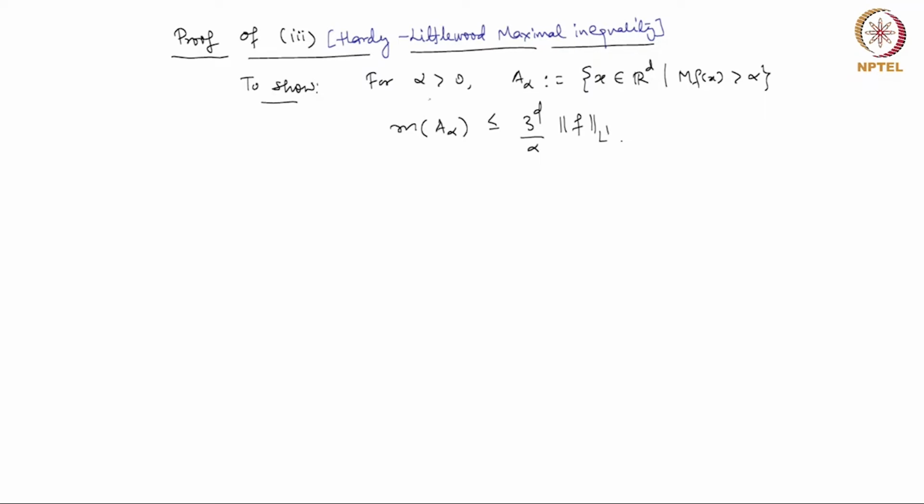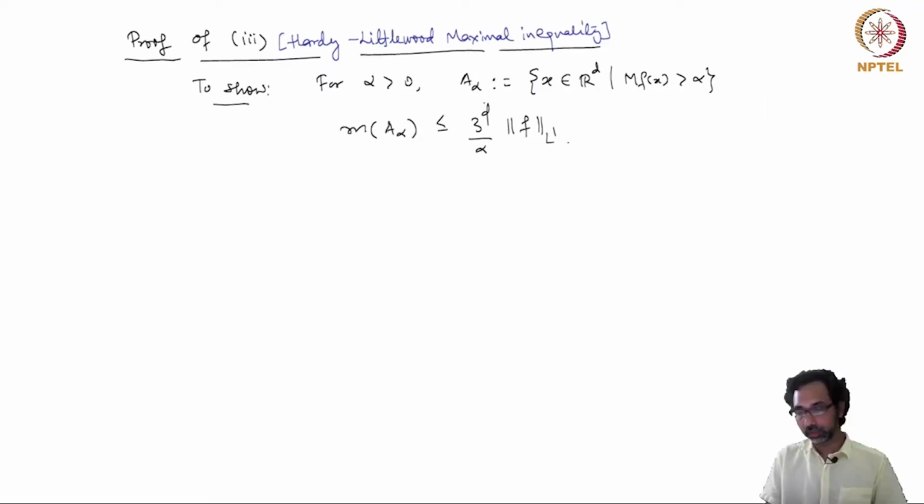So you have to show that for alpha positive, the set A_alpha, defined as the set of all points x such that Mf(x) is greater than alpha, satisfies this bound: the measure of A_alpha is less than or equal to 3 to the power d over alpha times the L1 norm of f. So remember that the f that we started with was an L1, absolutely integrable function.